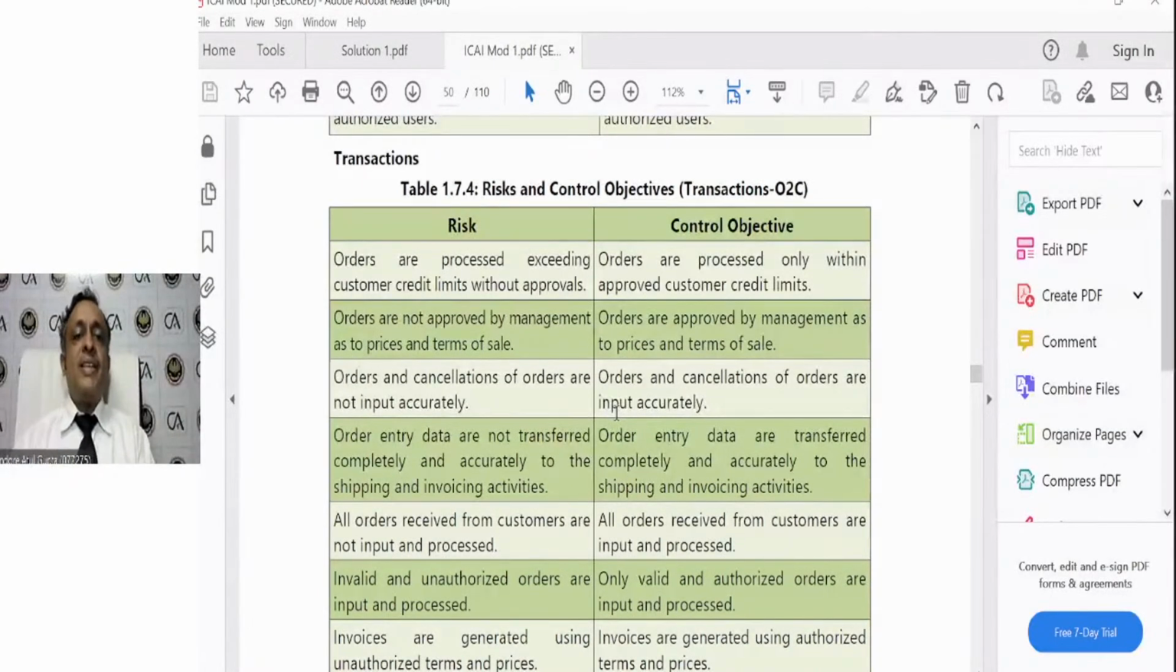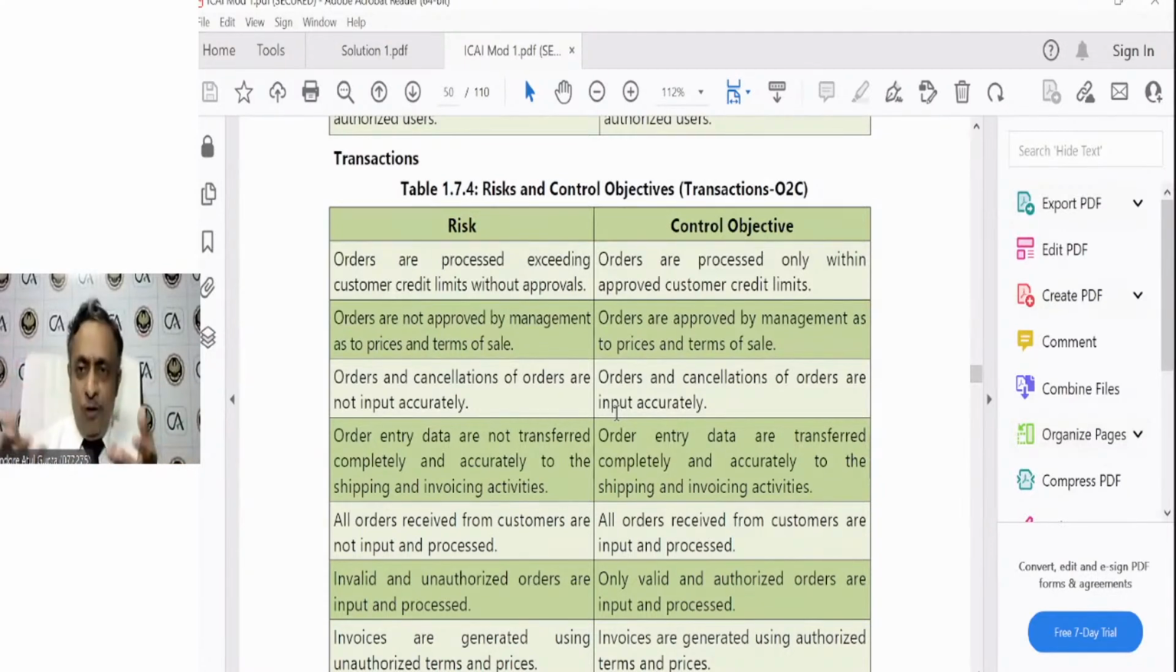So orders are processed exceeding customer credit limits without approval. Now, please understand, this line has a huge impact. Please understand, when you read a risk, you must be able to go to the root cause. Okay. So again, what I'm doing, I'm leaving this to you. I want to improve your understanding. See, our subject is practical, that I've already told you. This imagination, once you start imagining where the things are coming from, it is going to be easy.